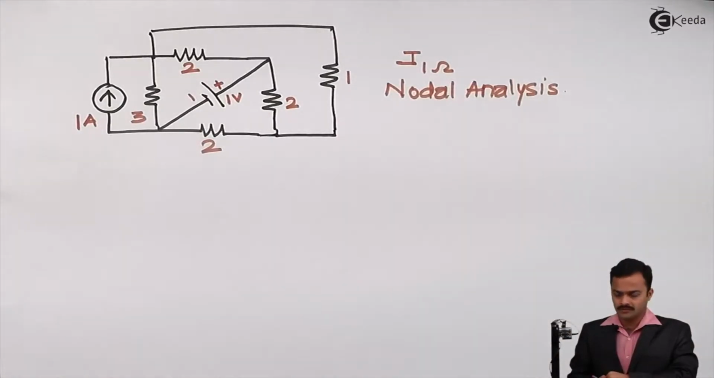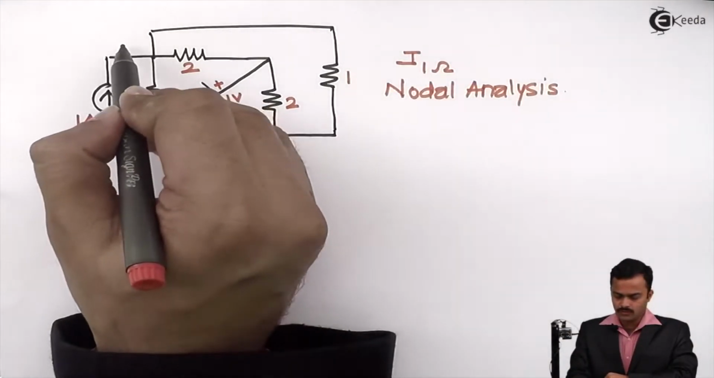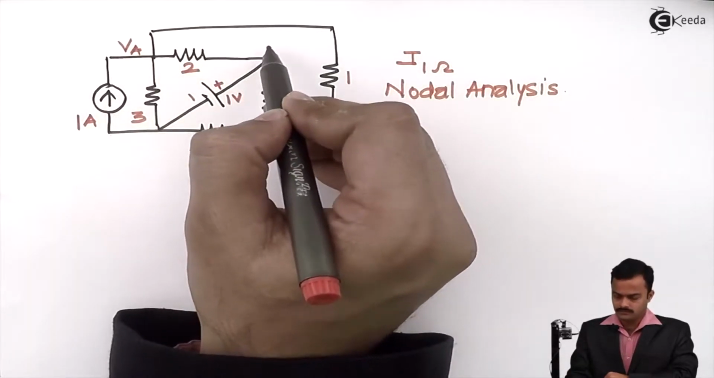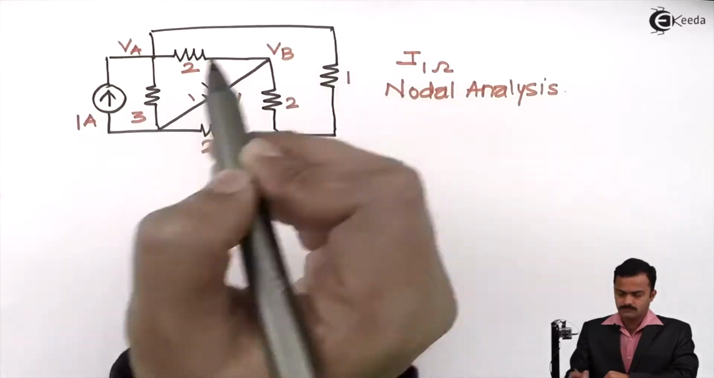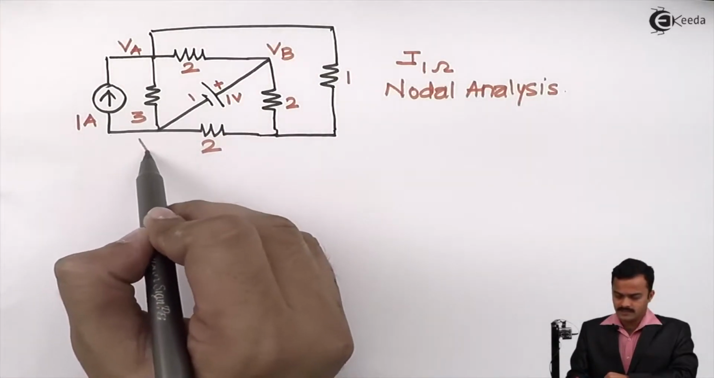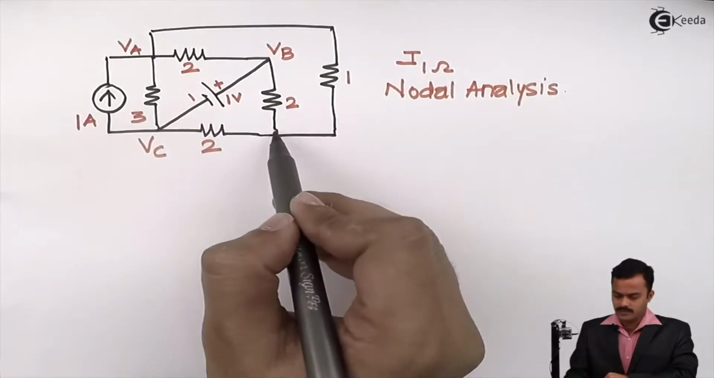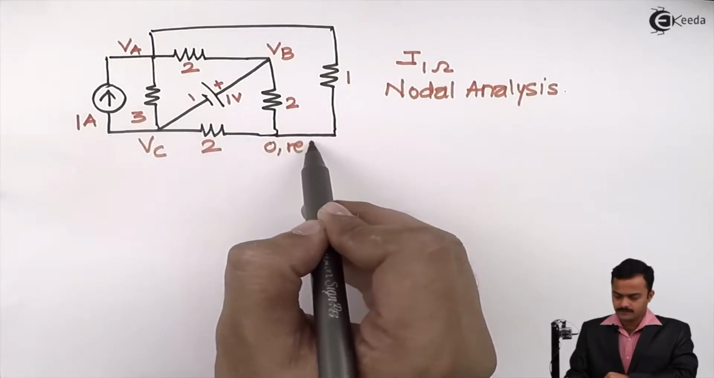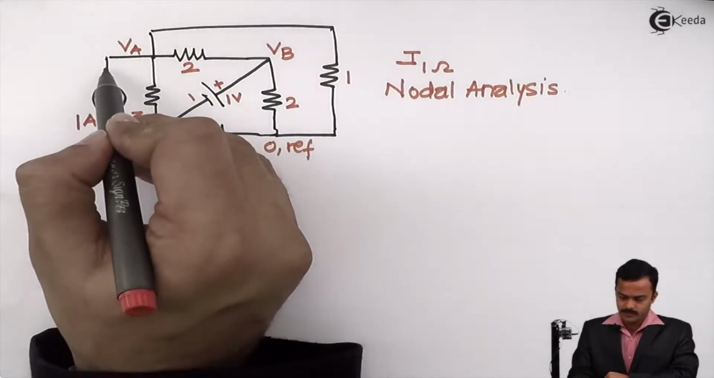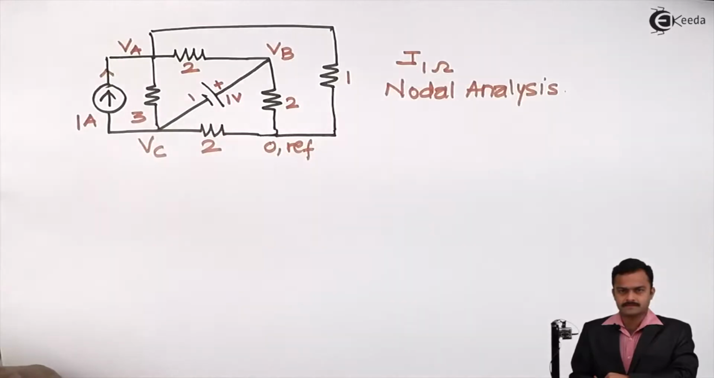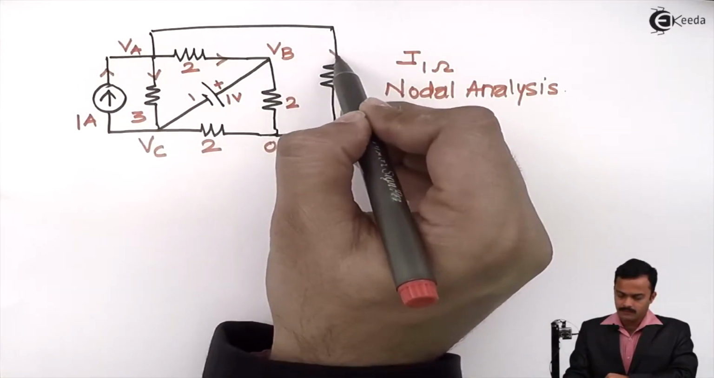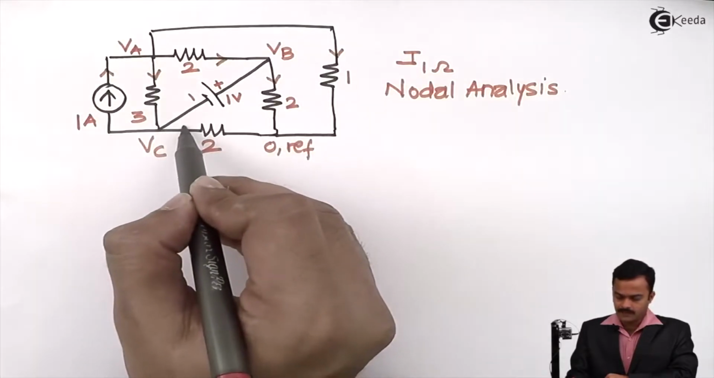Let's mark all the nodes. I will consider this as a node with potential VA, this node of potential VB, and this node I am considering VC. So obviously the fourth node will be the reference one. Let's mark all branch currents. Because of the current source it is fixed, and for the remaining I am marking random current directions.